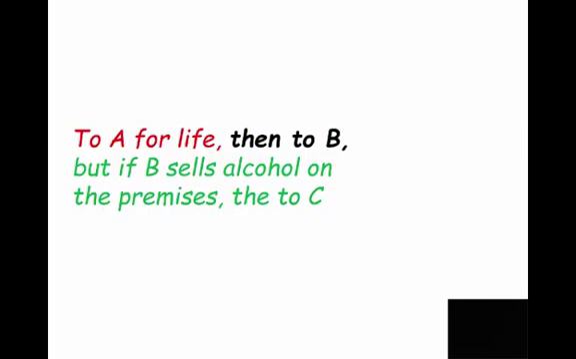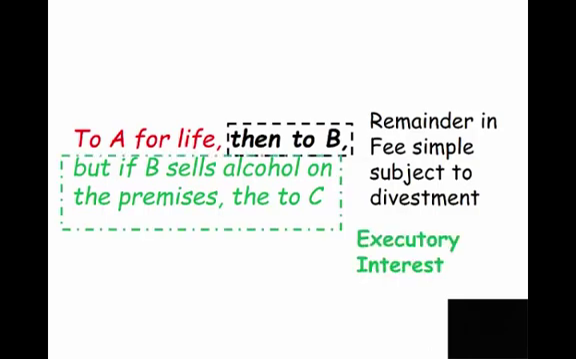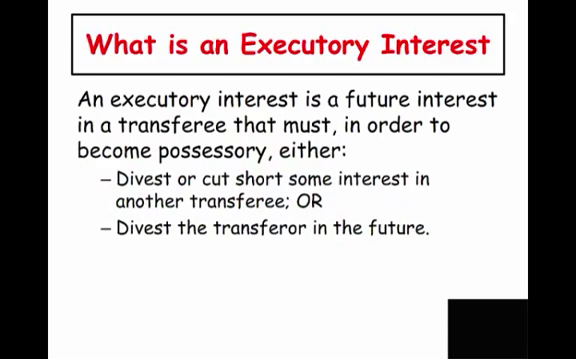Here, we have a grant to A for life, and then the next grant is then to B. This is a remainder in fee simple, but it is subject to divestment. But if B sells alcohol on the premises, then to C, that is an executory interest. It is an interest that deprives B of the remainder in fee simple. Executory interest. An executory interest is a future interest in a transferee. Notice, that matters a lot.